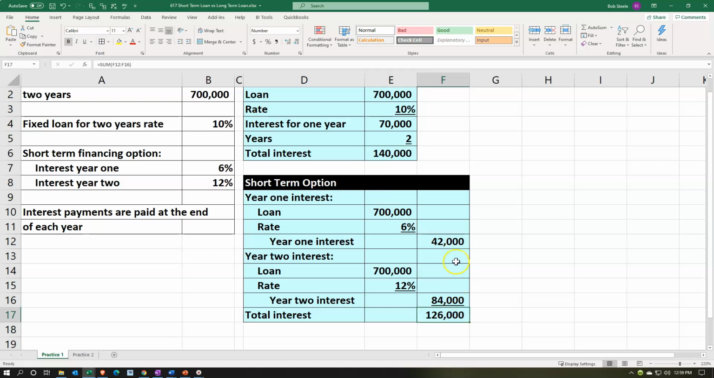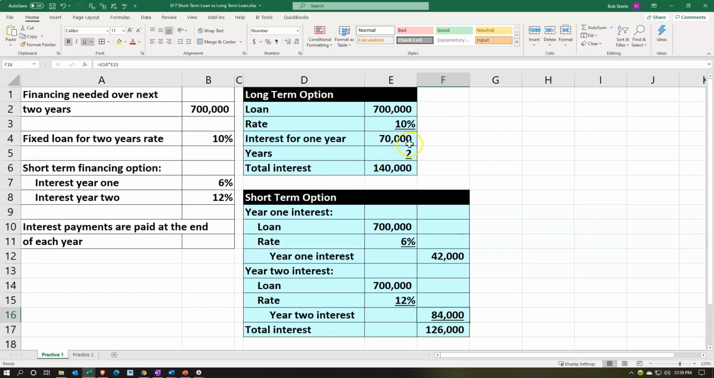Notice again, that means we're going to pay 42,000 at the end of year 1, 84,000 at the end of year 2, and then we pay back the total principal that we borrowed, the 700,000. Whereas up here we pay back on both years the 70,000. So one, we get to pay it a little bit later, which is nice, because we get the time value of money, and we're going to be paying a little bit less in the total interest.